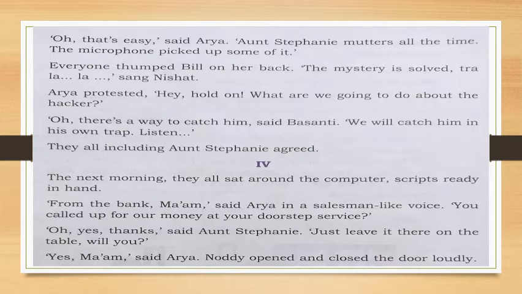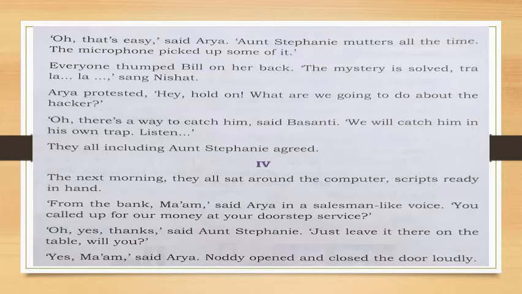From the bank, ma'am, said Arya in a salesman-like voice. So they started the trap. You called up for our money at your doorstep service. So why are they doing all these things? Because whenever the computer is switched on, the hacker immediately traces whatever is going through this computer. So immediately the hacker also listens to what is going on here. So that's why they want to do some trick. So Arya acted as a salesman. He pretended to be a salesman, and in the salesman's voice he started speaking like this.